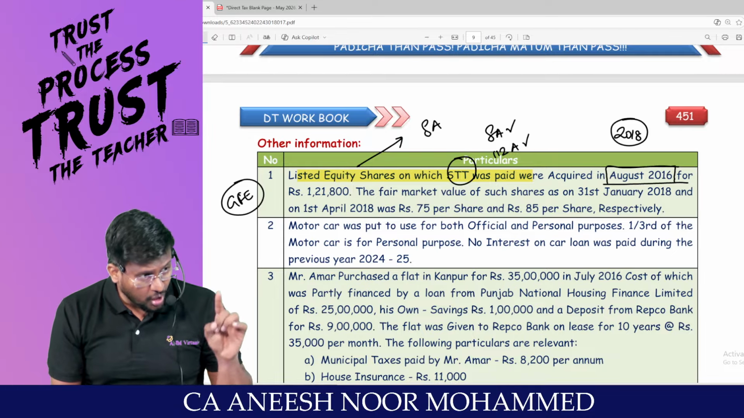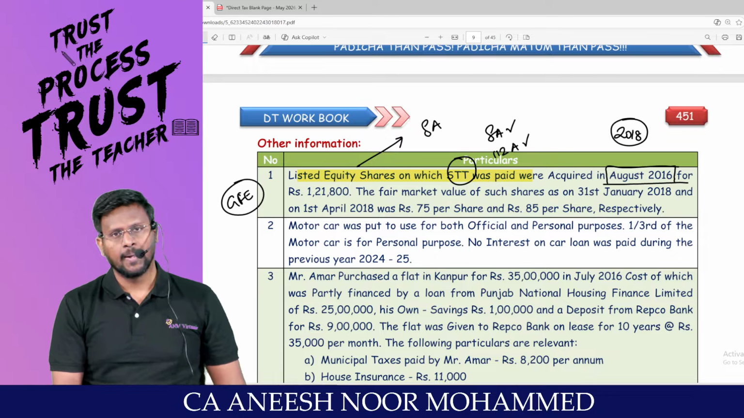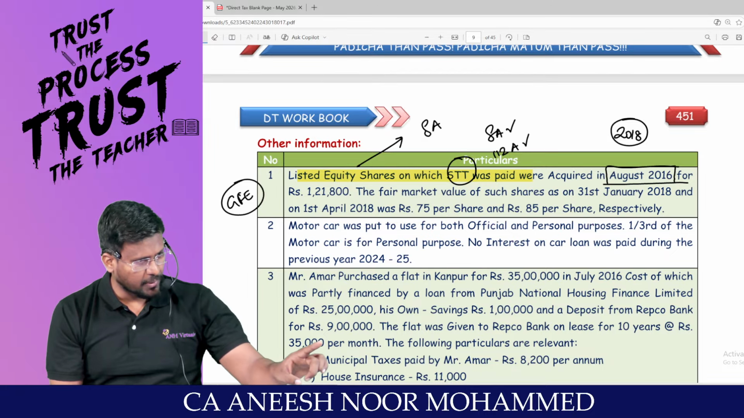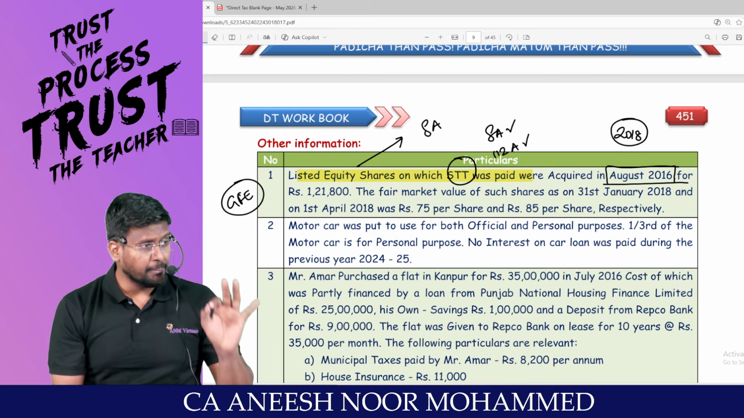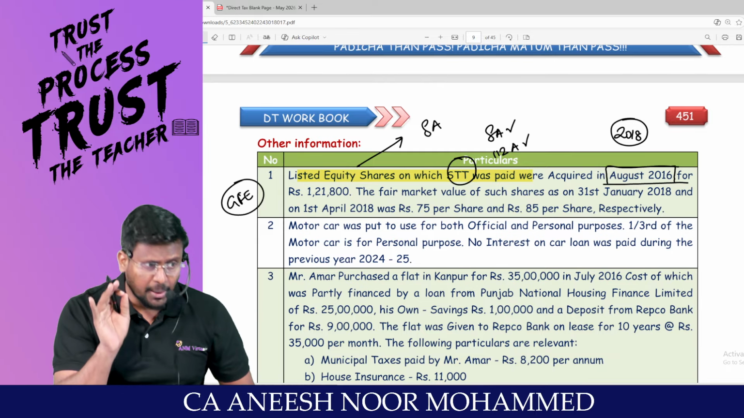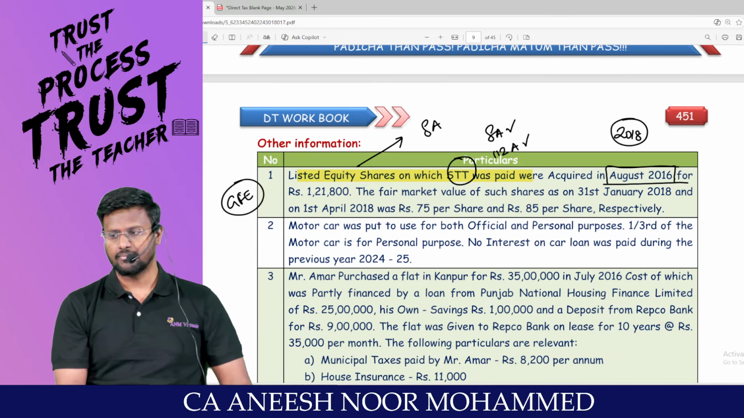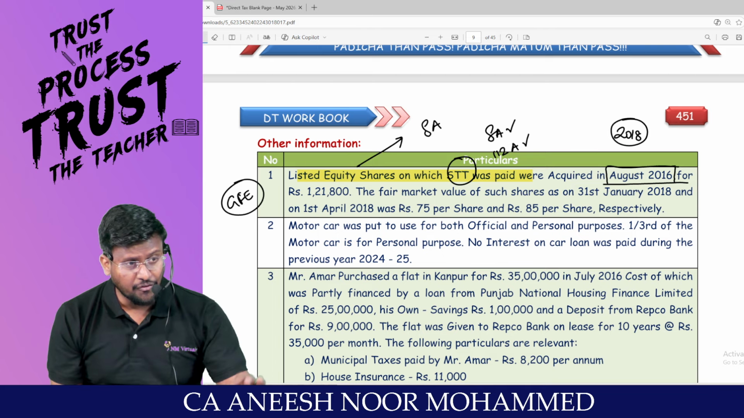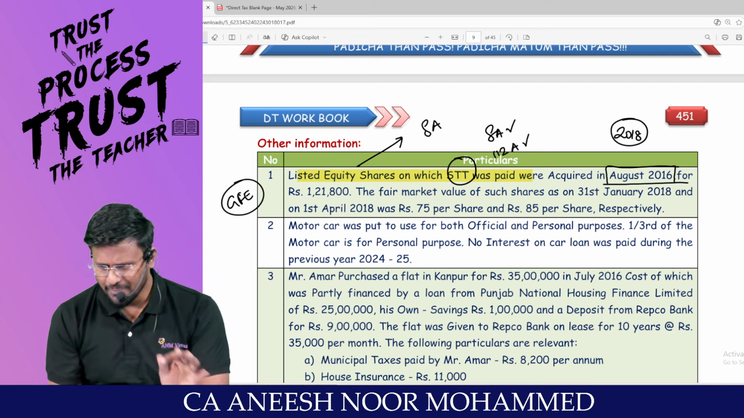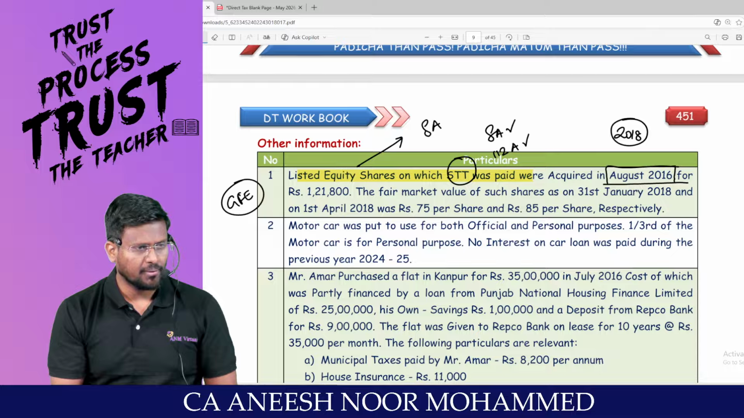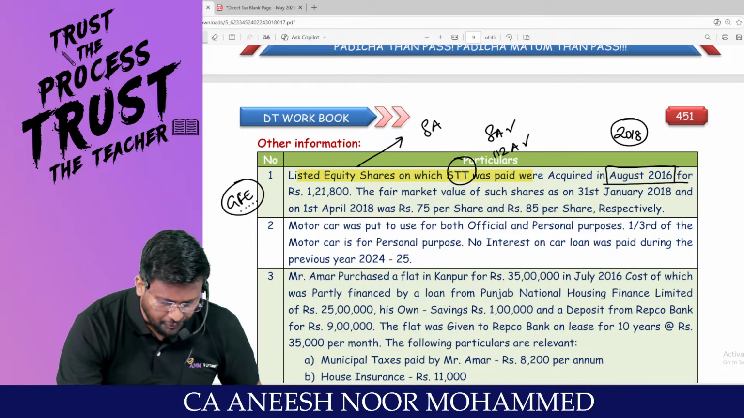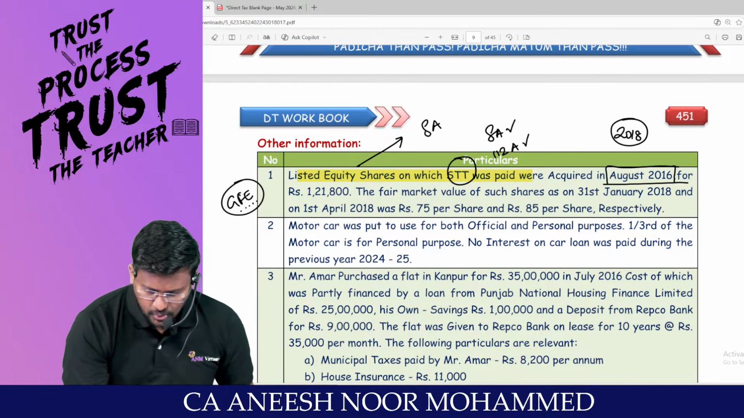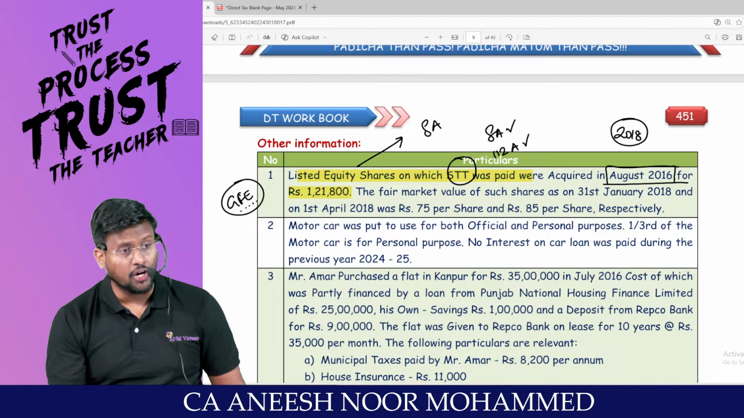But the cost of acquisition is the full value of consideration as on date of transfer or fair market value as on date of amendment, whichever is lower, or actual cost of acquisition, whichever is higher. That means by this point, they are testing whether you know the grandfather effect or not. My dear lovable students, for rupees 1,21,800, this is the cost of acquisition.